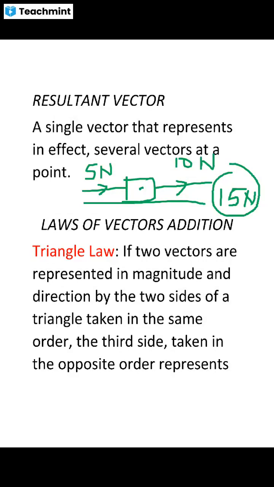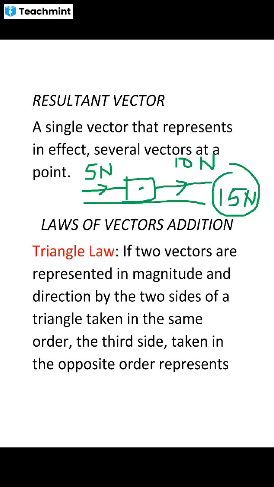In effect, take note, in effect, because sometimes you can see that the magnitude is different from the magnitude of the two forces, though they are still in the same direction, but it's not every time that they will be in the same direction. We are still going to be very clear about that as we progress.